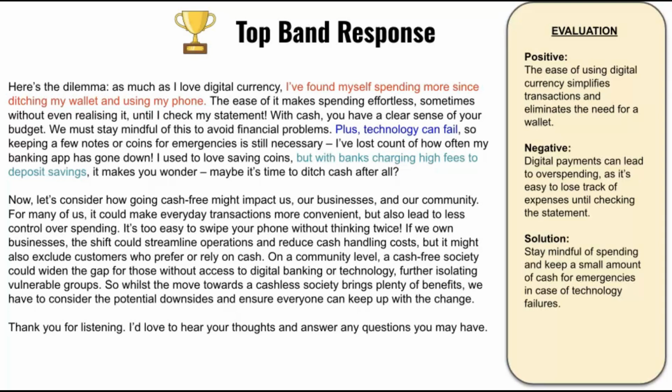On a community level, a cash-free society could widen the gap for those without access to digital banking or technology, further isolating vulnerable groups. So whilst the move towards a cashless society brings plenty of benefits, we have to consider the potential downsides and ensure everyone can keep up with the change.